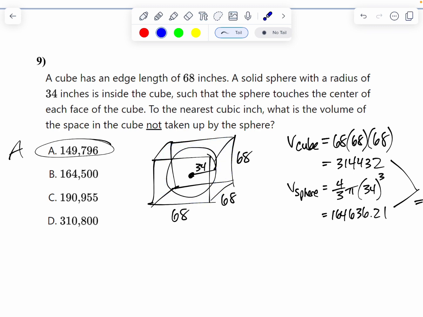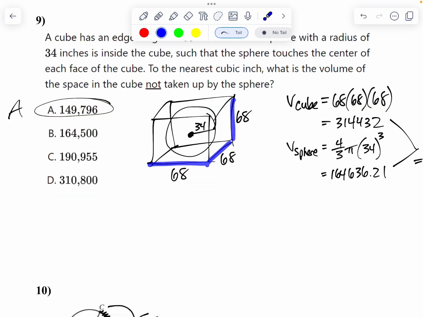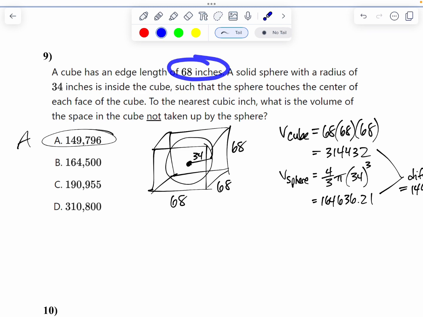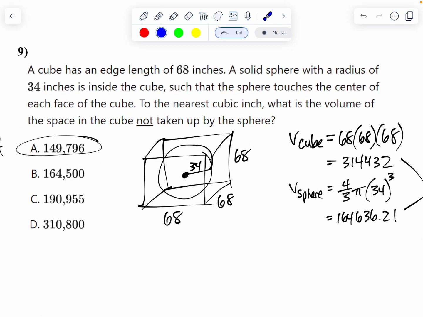And it does tell us that the cube, which I know length, width, and height are all the same, so I labeled them all 68. That was given in the question. And it says the solid sphere with a radius of 34 is inside of it. So 34 from the center to the outside is the sphere. Okay, to the nearest cubic inch, what is the volume of the cube not taken up by the sphere?